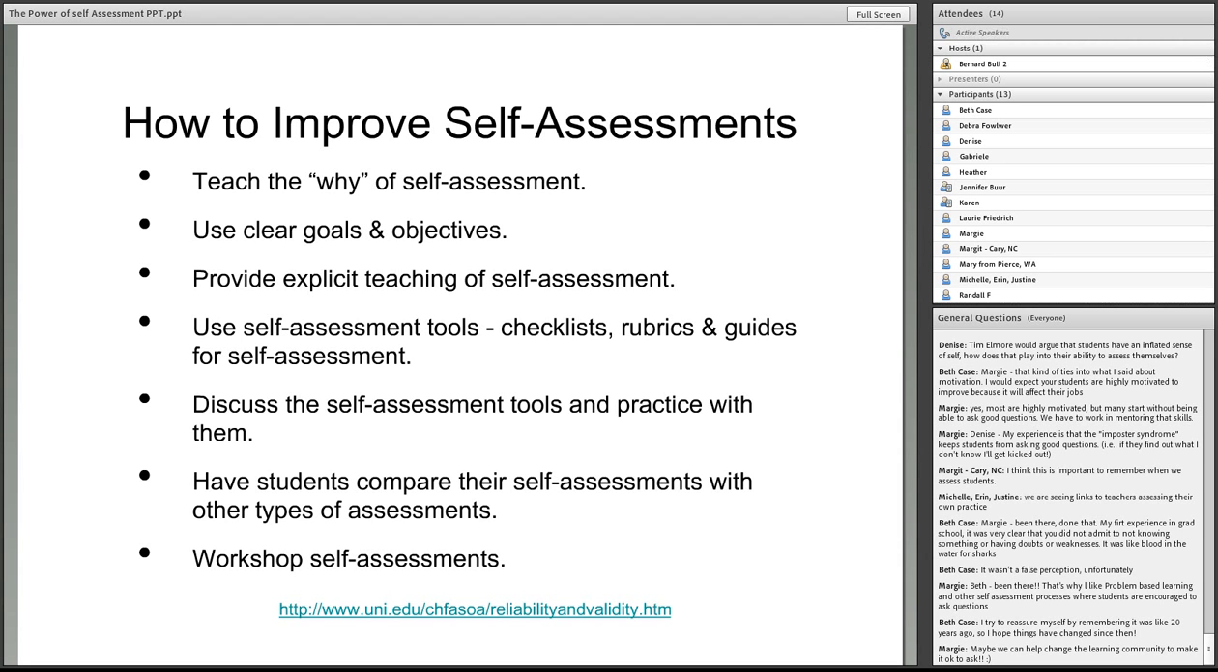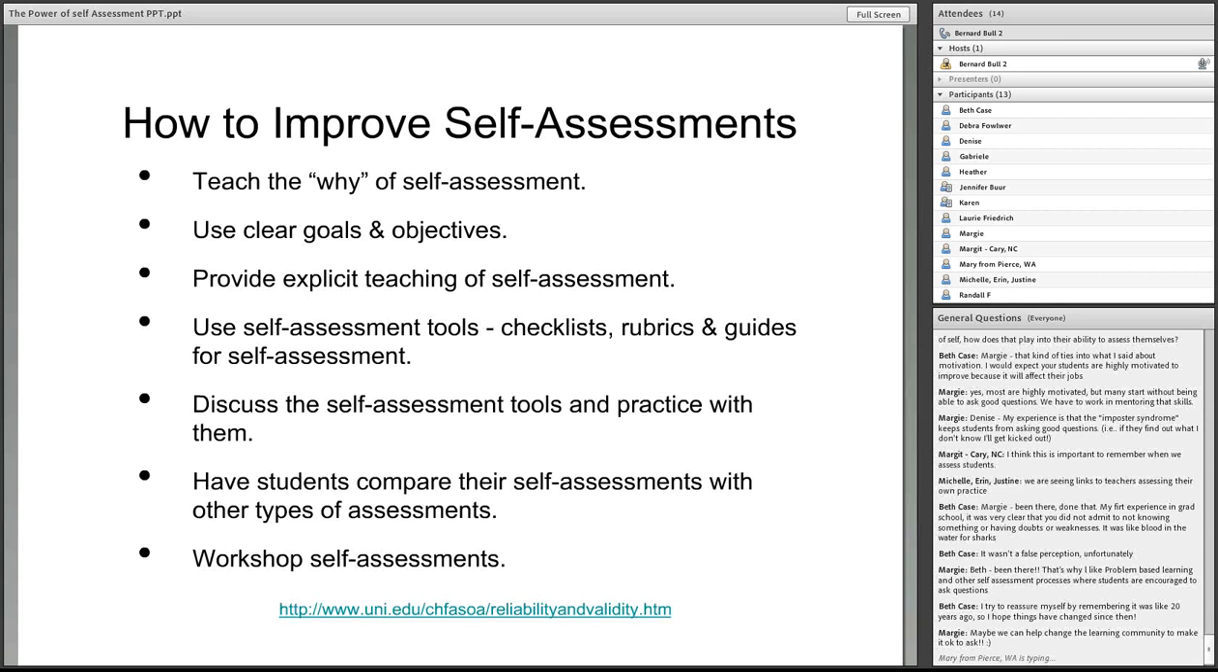Have students compare their self-assessments with other types of assessments. As I talked about, that's one of the limitations before. So if there is a problem with sometimes students having the wishful thinking syndrome, then why not just have them compare it with other peer assessments and other kinds of computer-generated assessments and other assessments that are possible for us to use. And then next, workshop self-assessments.